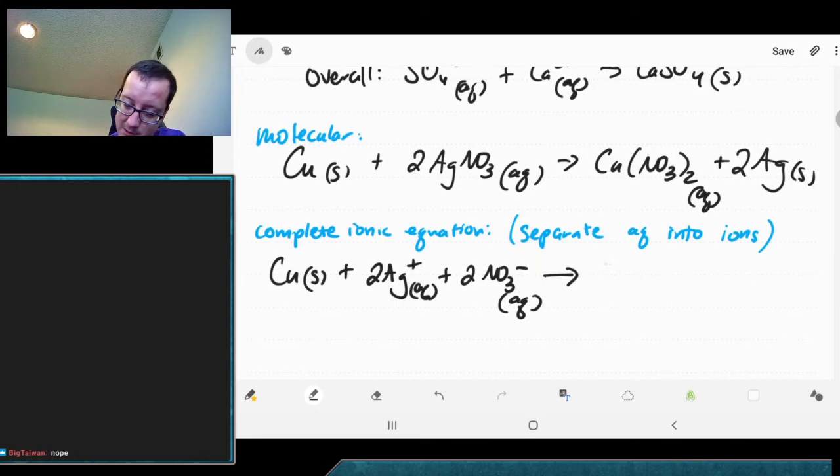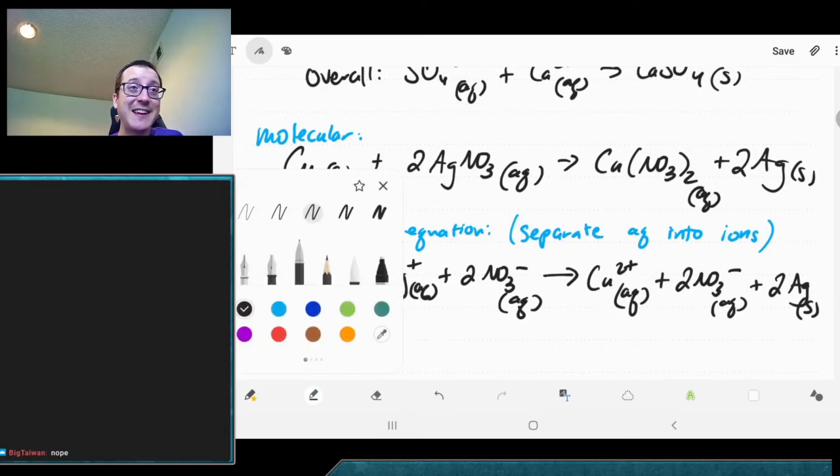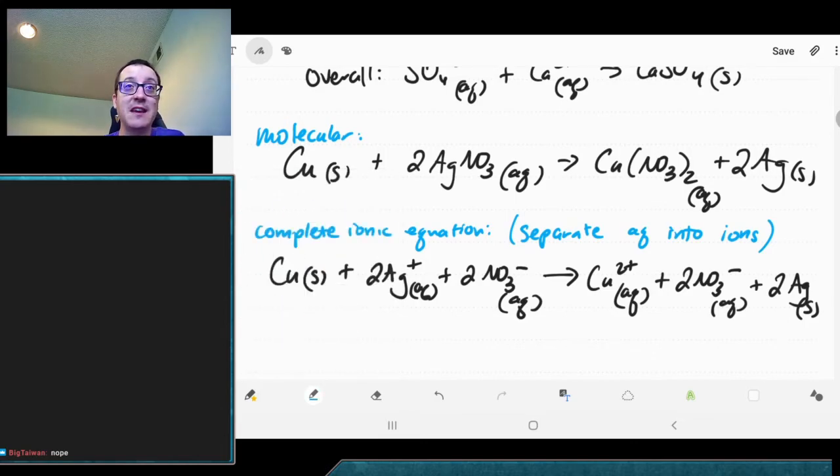Notice we have nitrate. We can tell already that's going to be a spectator, right? Nitrate is always a spectator. Oh my gosh, my aqueous gets uglier and uglier. There we go. Alright. So our complete ionic equation has everything now split up that was aqueous.